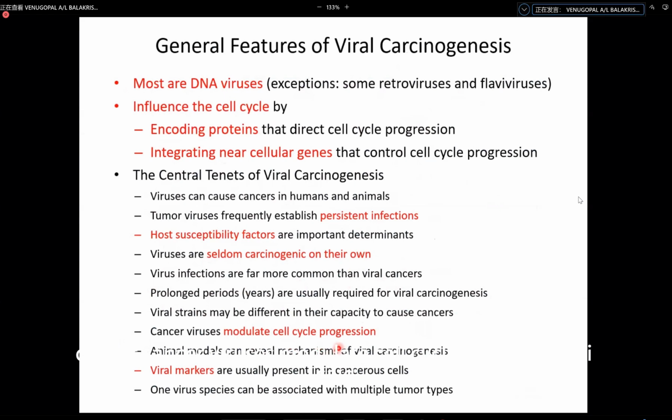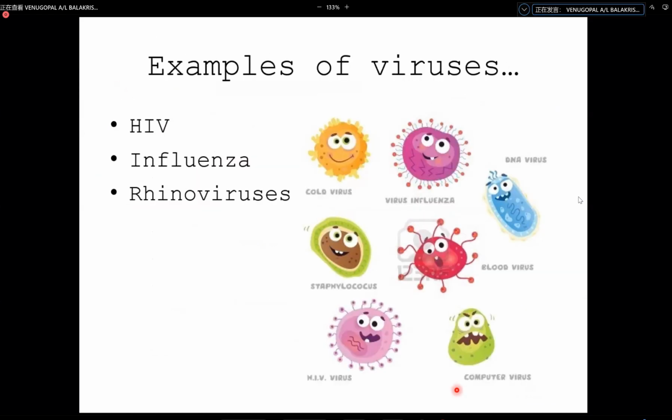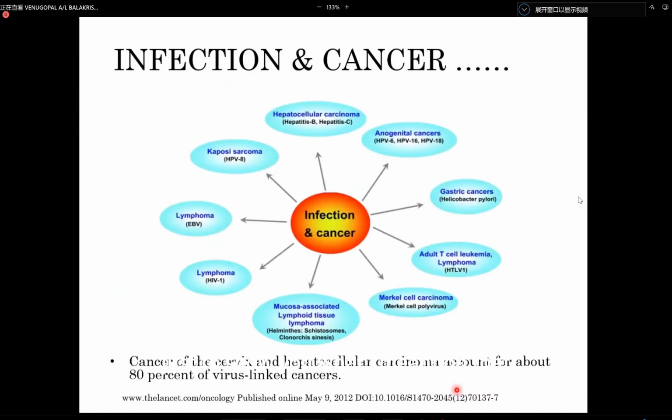So cancer viruses modulate cell cycle progression. As I said, the virus wants to keep on producing daughter cells. Animal models can reveal mechanisms of carcinogenesis. If you use an animal model for your research, it could reveal how the carcinogenesis happened. People are doing it quite a lot. Till now, viral markers are usually present in cancerous cells, and one virus species can be associated with multiple tumor types. So it's not just one. It can go to multiple tumor types. Just to show you what I meant: HPV could be here and could be here. EBV is also for lymphoma, and EBV is also for NPC, nasopharyngeal carcinoma, and so on.